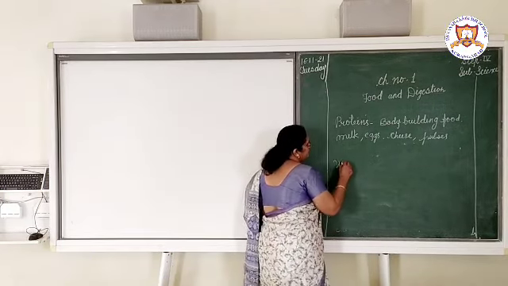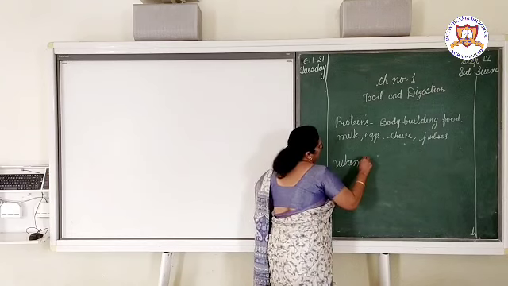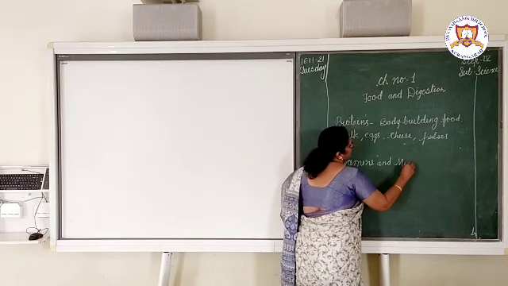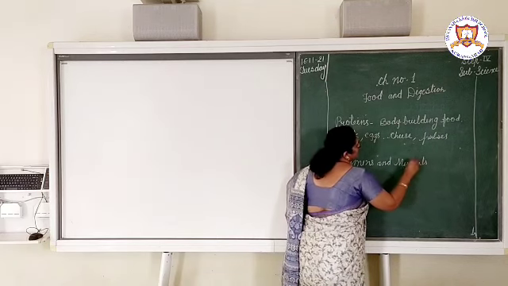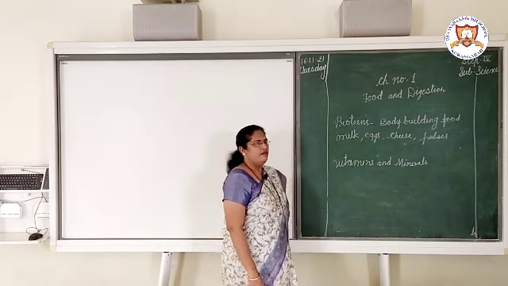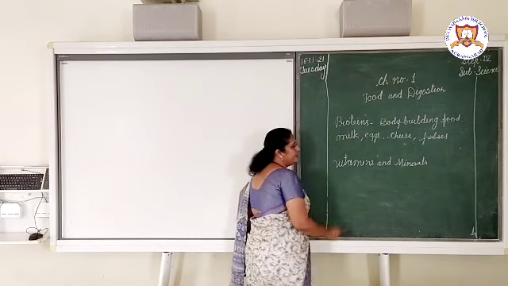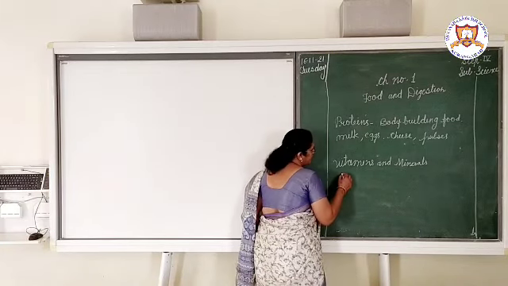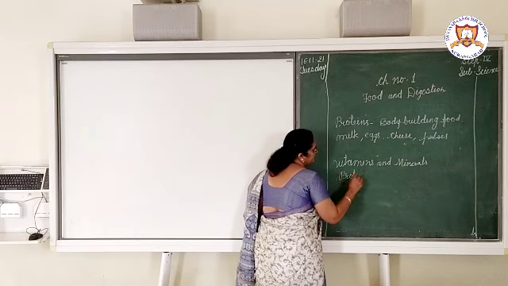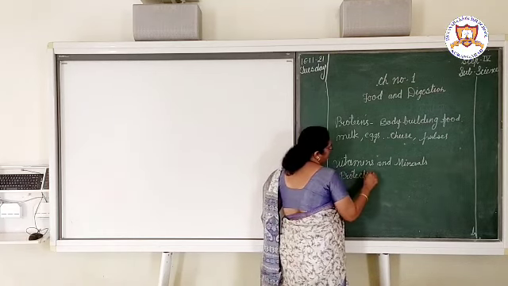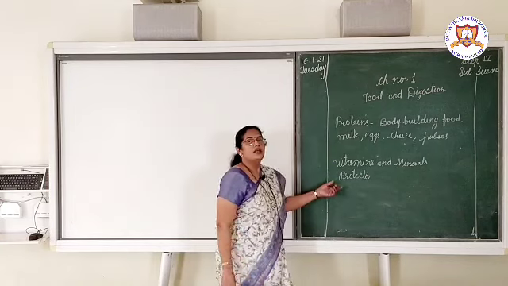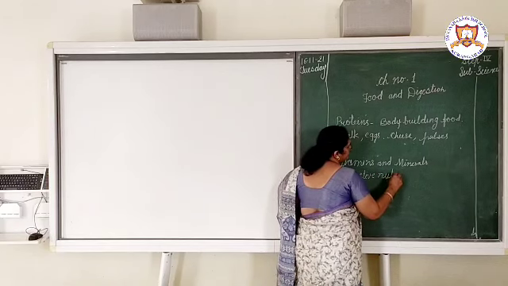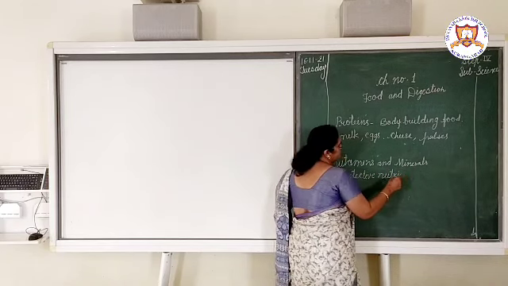So the next part is vitamins and minerals. The next nutrients are vitamins and minerals. Vitamins and minerals keep us fit and healthy, and they help us to fight against diseases. So these nutrients are called protective nutrients, because vitamins protect us from different diseases.